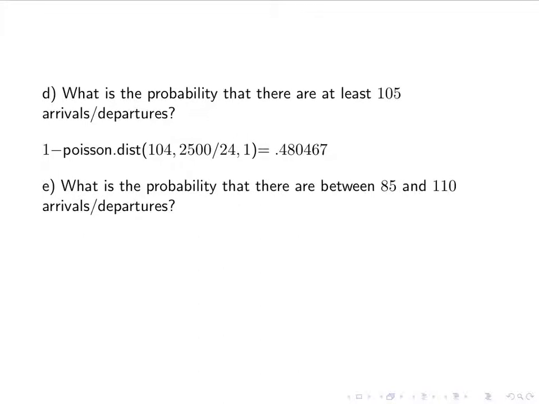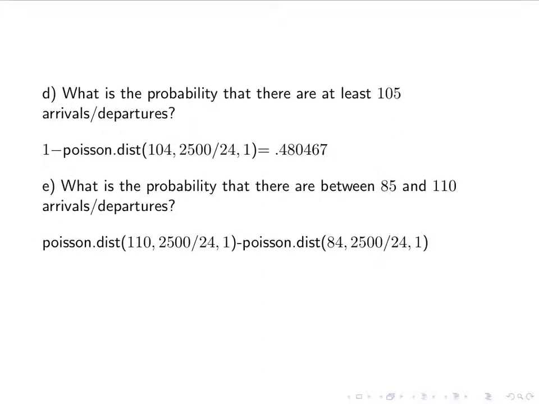E. What is the probability that there are between 85 and 110 arrivals/departures? So we're looking at between two numbers. So we're going to have the difference of them. So Poisson.dist 110, 2,500 over 24, 1, minus Poisson.dist 84, 2,500 over 24, 1. Remember again that I want to keep 85 in there, so I'm subtracting 84, 83, 82, 81 through 0. Okay. And that gives me 0.7117679.